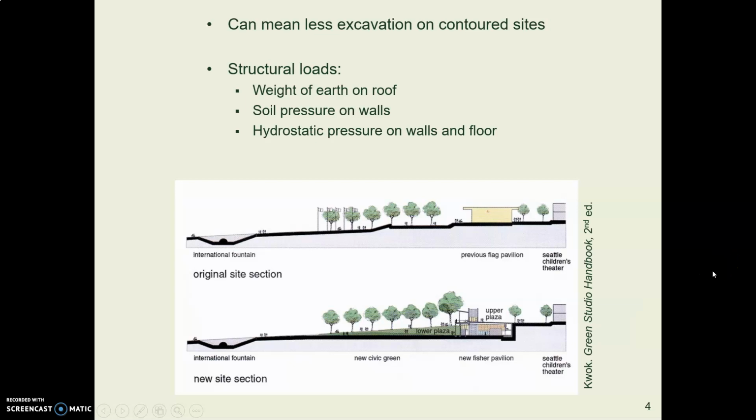If you start with a site that's already sloping, you will do less excavation because you can just dig into that sloping site. We'll look at a picture of a winery that this architect Allison Kwok did.